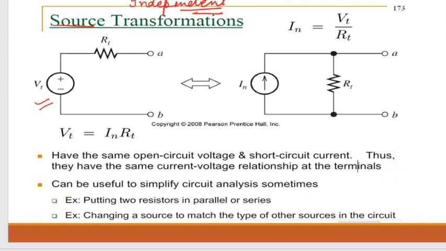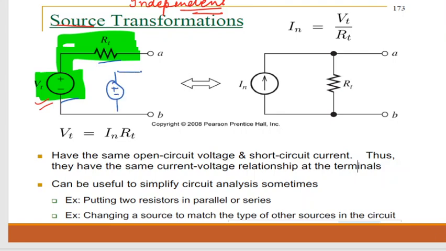Now there is one condition that you must remember: the voltage source must be connected in series with the resistance. That means if the voltage source is connected in parallel with the resistance, then we can't convert the voltage source into a current source. So it is a necessary condition that it should be connected in series with the resistance.